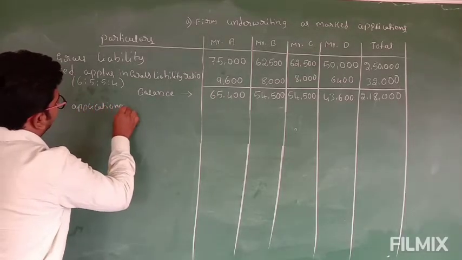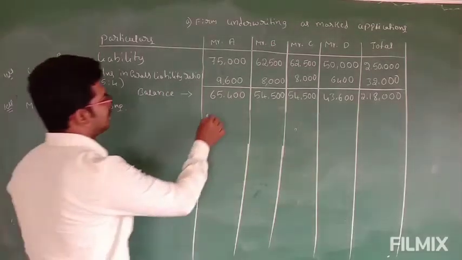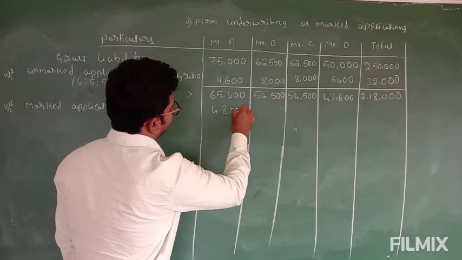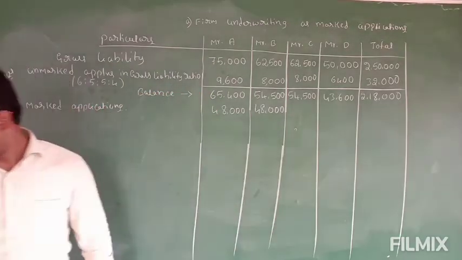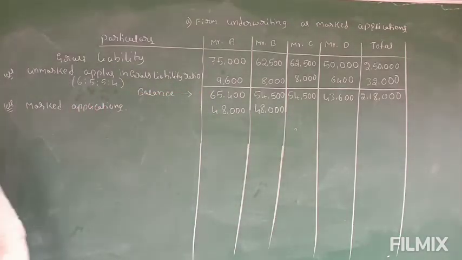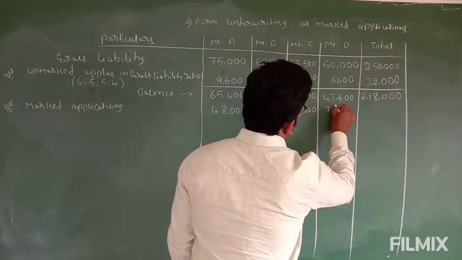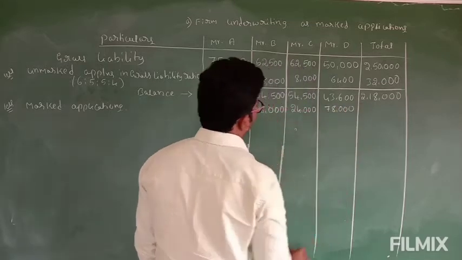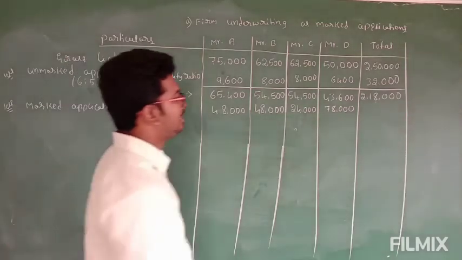Less MAD applications. Go back to the working notes again. What are the MAD applications that we have given for A? 40,000. Then the question they have given, along with that, formal writing 8,000. So we consider 48,000 for A. Again for B, 48,000. Again for C, check back to the working notes, 24,000. D, 78,000. Make a total of it, that will be 1,98,000.